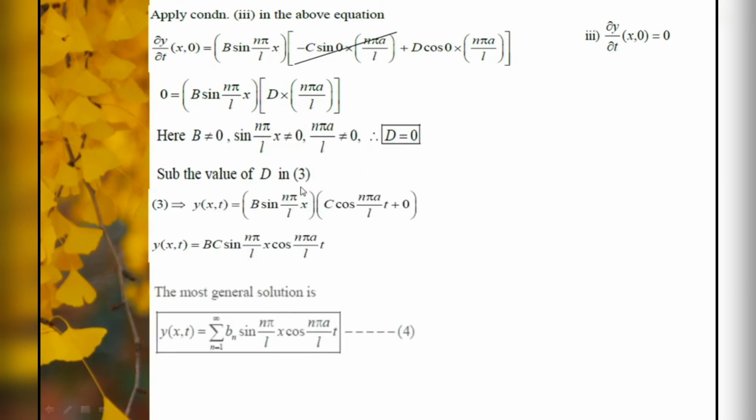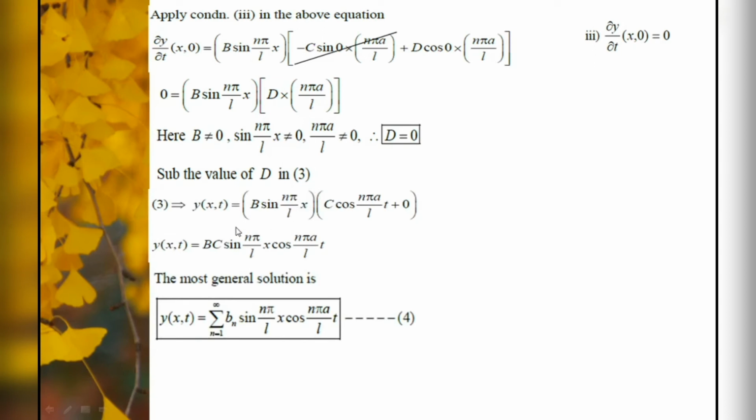Now, we are going to substitute d equal to 0 in our equation number 3, which is nothing but y of x comma t equal to b into sin n pi x by L into c cos n pi at by L plus d sin n pi at by L. So, in that we are substituting d as 0. So, 0 into anything is 0. So, we will be left with y of x comma t as bc into sin n pi x by L into cos n pi at by L. See, when we multiply b and c, it can be treated as a single constant, say b1 or whatever it is, sin n pi x by L into cos n pi at by L.